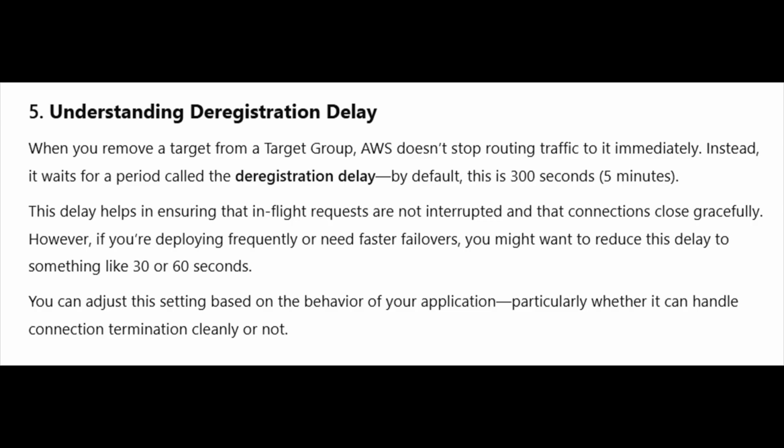This delay helps in ensuring that in-flight requests are not interrupted and that connections close gracefully. However, if you're deploying frequently or need faster failovers, you might want to reduce this delay to something like 30 or 60 seconds. You can adjust this setting based on the behavior of your application, particularly whether it can handle connection termination cleanly or not.